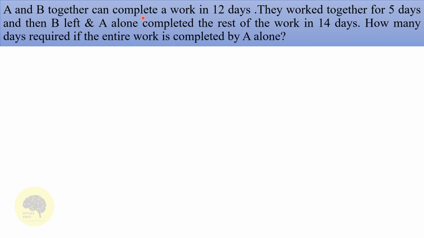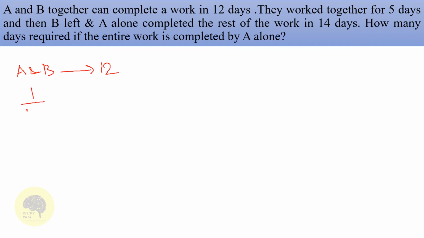A and B together can complete a work in 12 days. They worked together for 5 days and then B left. And A alone completed the rest of the work in 14 days. How many days are required if the entire work is completed by A alone? So we have to find the number of days required by A alone to complete the entire work. Okay, first write down the data from the problem. A and B can complete the work in 12 days.